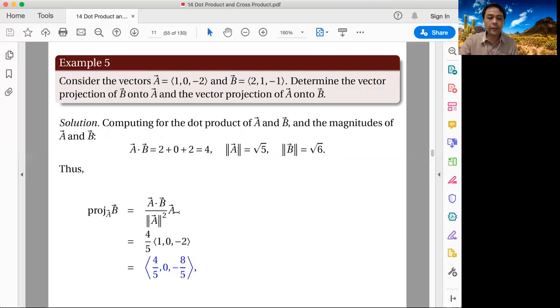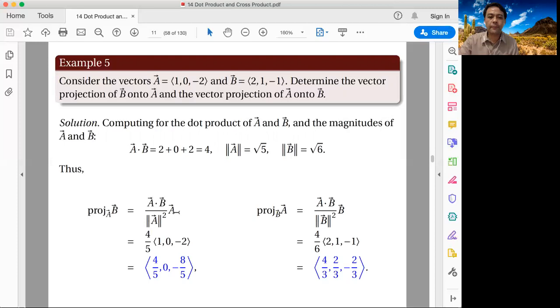On the other hand, the projection of A onto B is A dot B over the magnitude of B squared times the vector B, because now this will be parallel to the B vector. So again, you just plug the values there, and this is our projection of A onto the vector B.